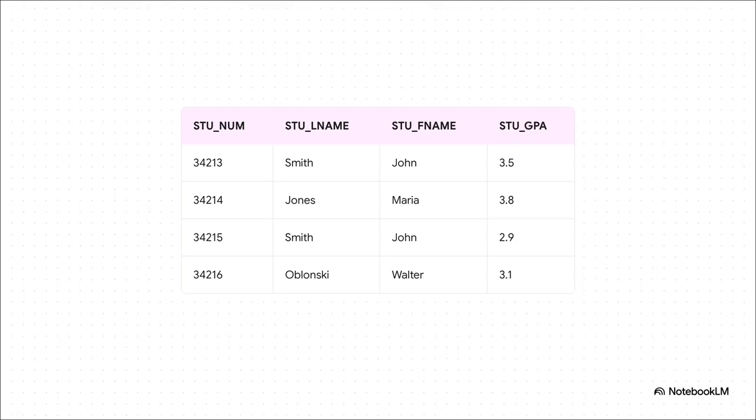So check out this simple student table. We could easily have two students named Maria Garcia, right? That's totally possible. But what we can't have are two students with the same student number. That number, the STU_num, is the unique key that guarantees we can pinpoint the exact student we're looking for every single time with zero mistakes.